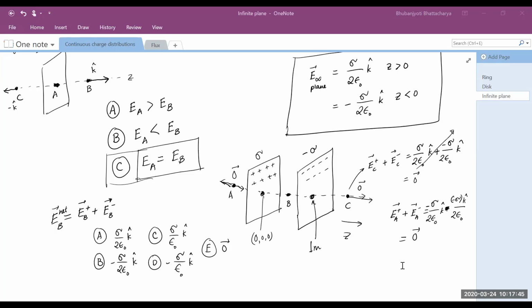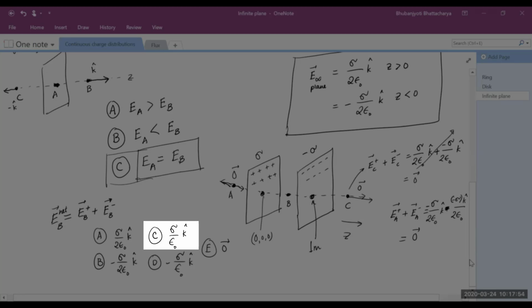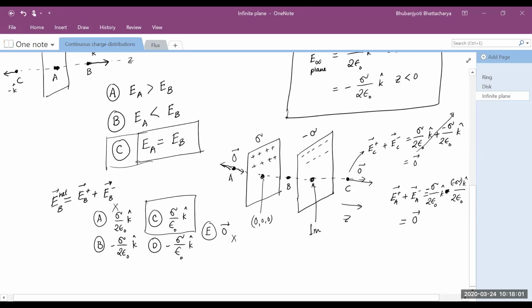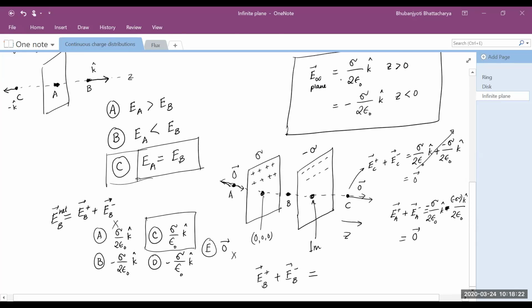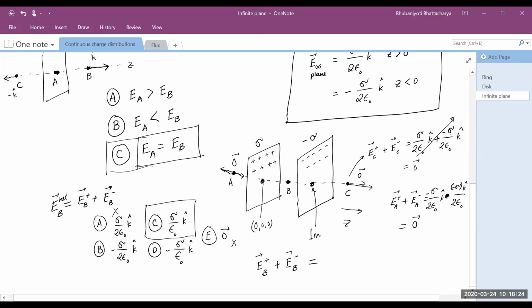There's a 3-way tie between A, C, and E. Really, the answer here is C. And the reason for that is, again, what we would do in order to find the electric field at B is take EB plus and add it to EB minus. So what is EB plus? Well, EB plus, we see that B is along the positive z direction compared to the plus charge. So z is greater than 0. So we're going to apply the first, the top formula.